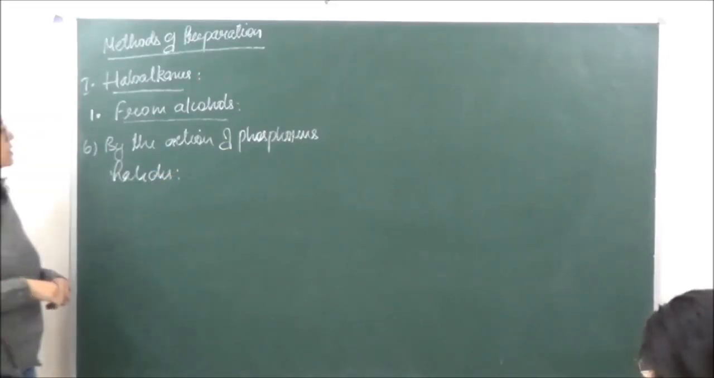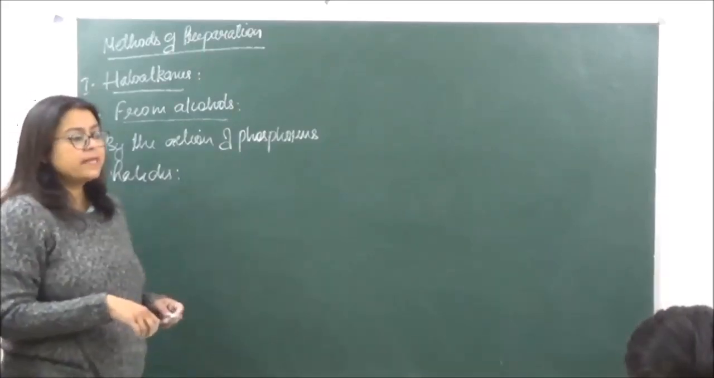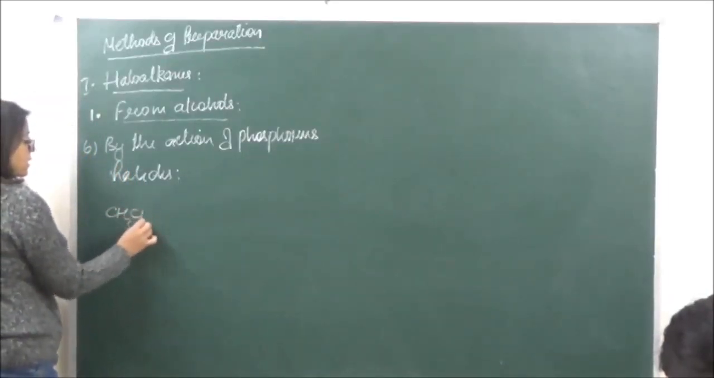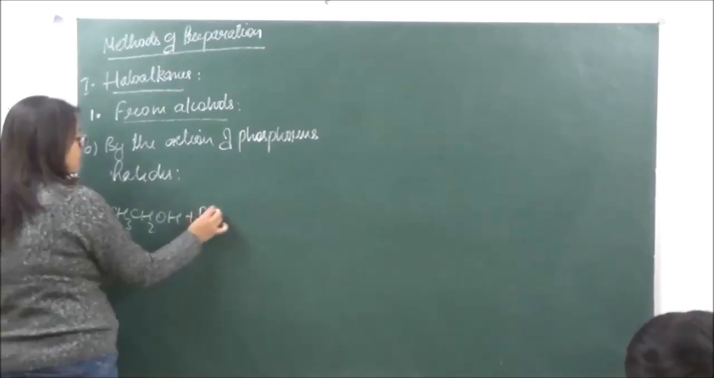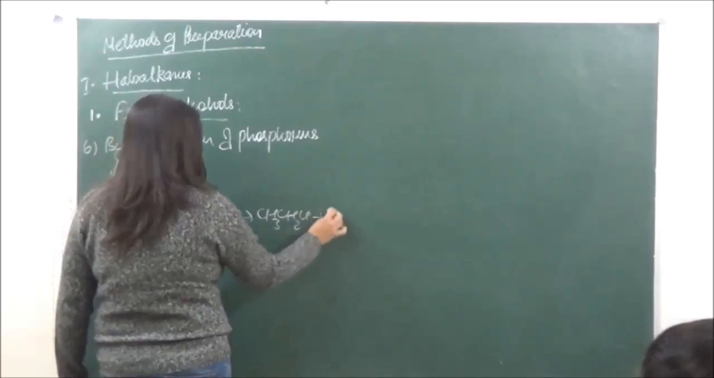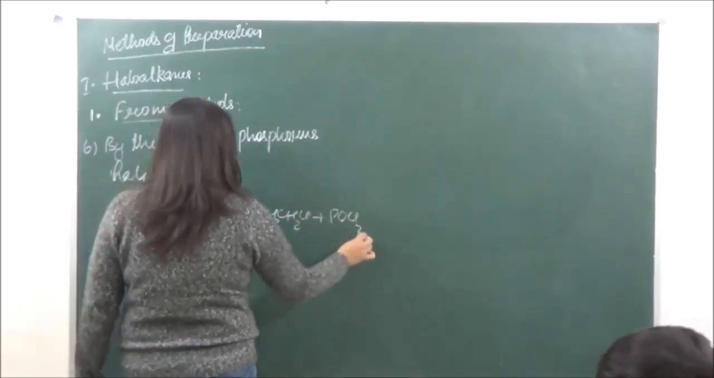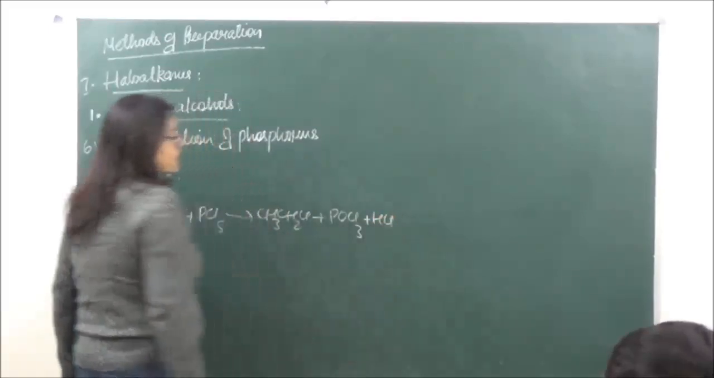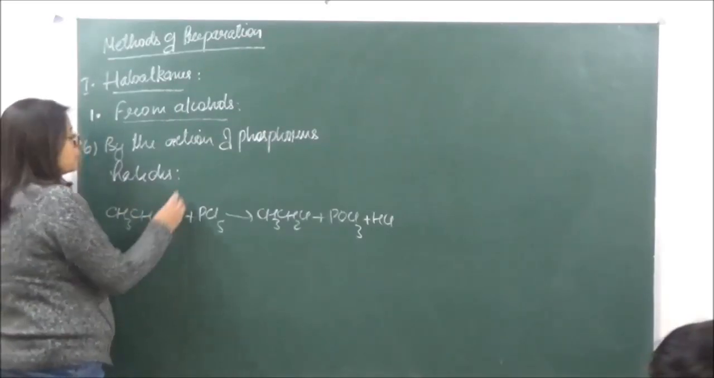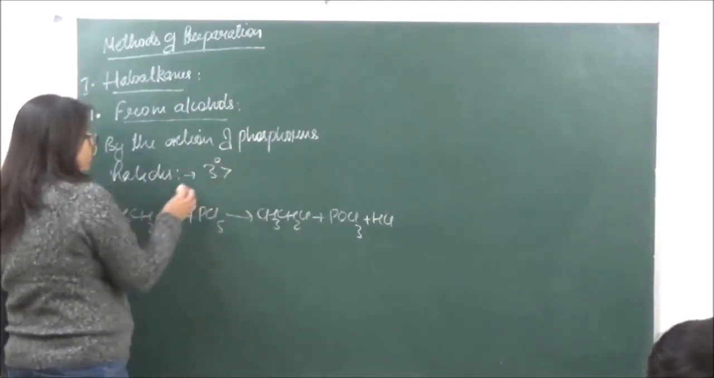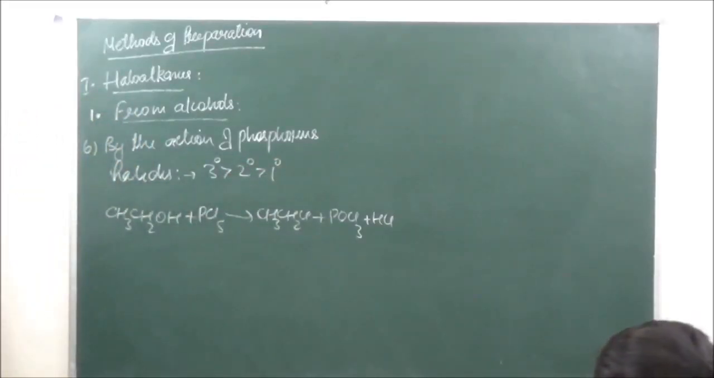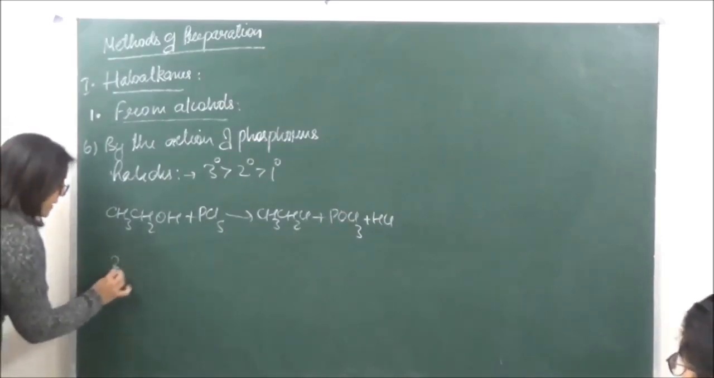There are two types of phosphorus halides which we are going to use over here. One is PCl5 and the other one is going to be PCl3. So let's do the reaction of alcohols with PCl5. In this case, we will get CH3CH2Cl plus POCl3 plus HCl. Okay, again here, because it is a nucleophilic substitution reaction, the order of reactivity will be the same. 3 degree alcohol reacts most easily, then 2 degree and then 1 degree.